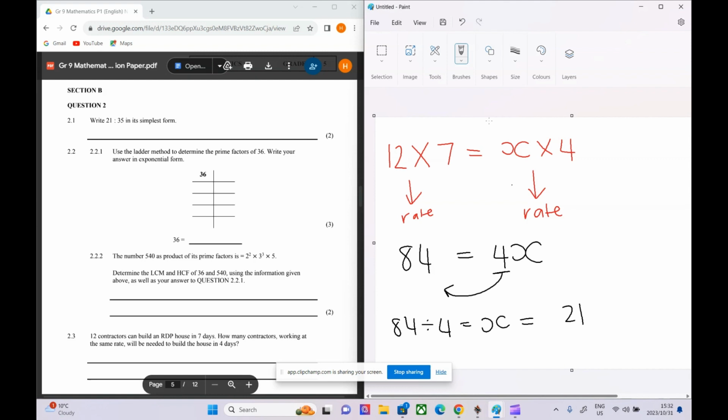So that means, okay, if I had 12 contractors, I would finish the work in 7 days. But now, since I've got 21 contractors, I can finish the work much quicker in 4 days.